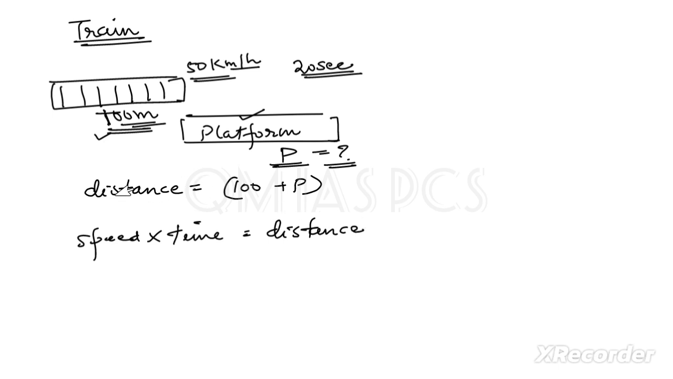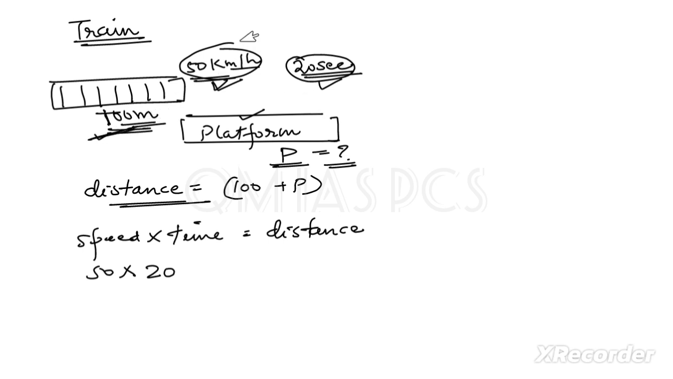Okay, and total distance is this one, right? So we will write 50 multiplied by 20. No, not 20, because this is second and this is kilometer per hour. So what we have to do, either we have to convert this kilometer per hour into meter per second, or we have to convert this second into hour. I think this distance is already in meter, so we should convert this kilometer per hour into what? Meter per second. It will be better.